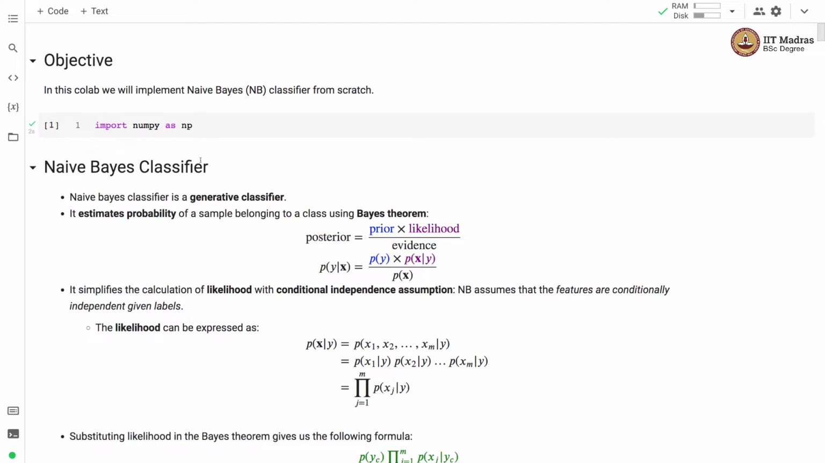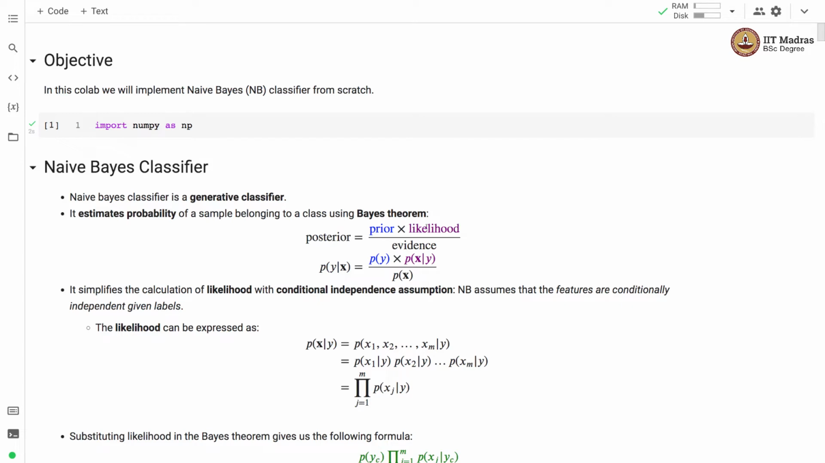Let's quickly recap what is naive-Bayes classifier. Naive-Bayes classifier is a generative classifier. It estimates probability of a sample belonging to a class using Bayes theorem. The posterior probability is calculated as prior into likelihood divided by evidence. Prior is P of y and likelihood P of x given y. And the posterior is P of y given x, which is the probability of a sample belonging to class y, and the evidence is P of x.